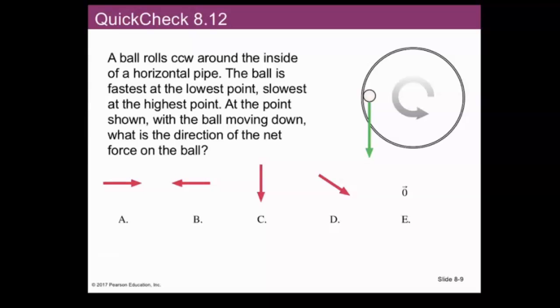In this quick check, a ball rolls around the inside of a horizontal pipe. The ball is fastest at the lowest point and slowest at the highest point. At the point shown, with the ball moving down, what is the direction of the net force on the ball?